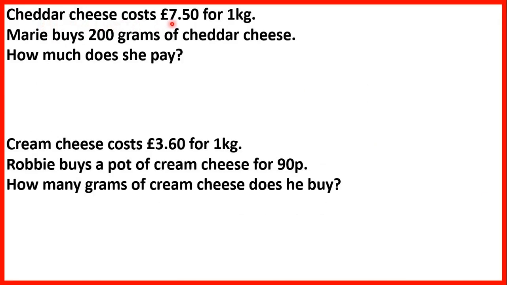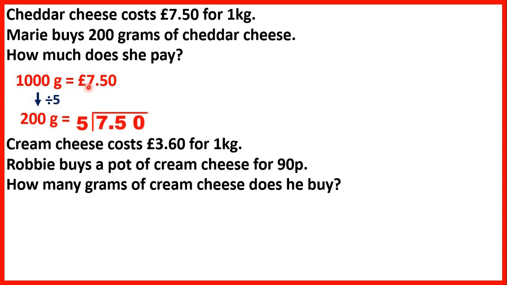Cheddar cheese costs £7.50 for 1 kilogram. Marie buys 200 grams of cheddar cheese. How much does she pay? So 1 kilogram is the same as 1,000 grams, and we know that that costs £7.50. But we want to know the cost for 200 grams. So we need to think, how do we get to 200 from 1,000? Well, 1,000 divided by 5 is 200. So we can work out £7.50 divided by 5, and that gives us £1.50 as our answer.